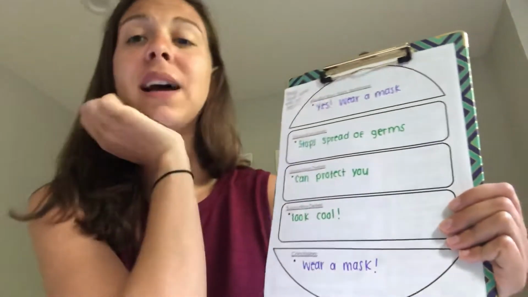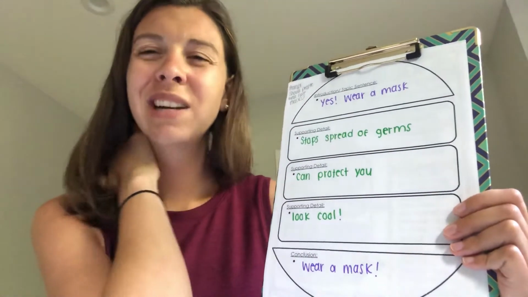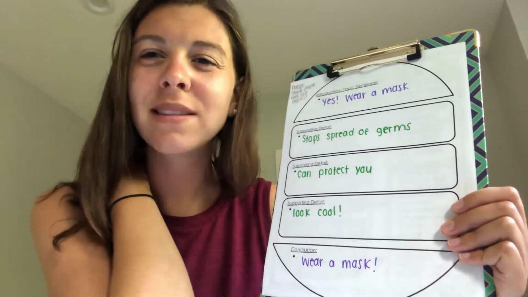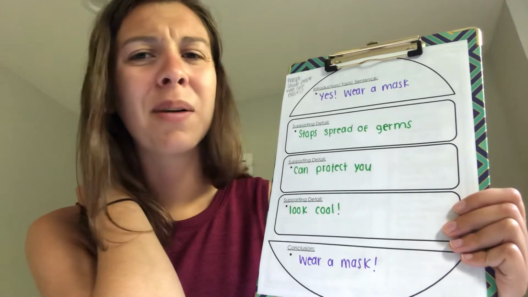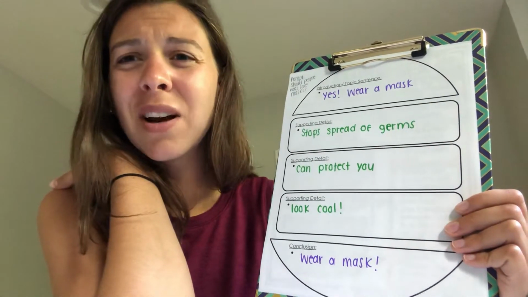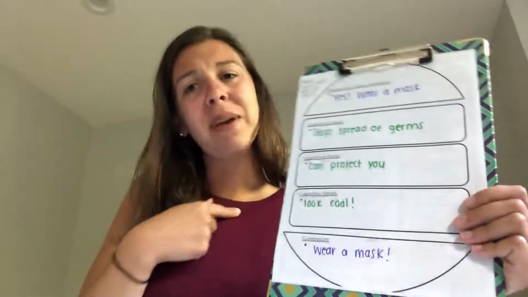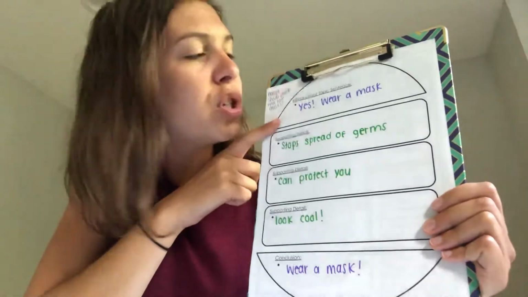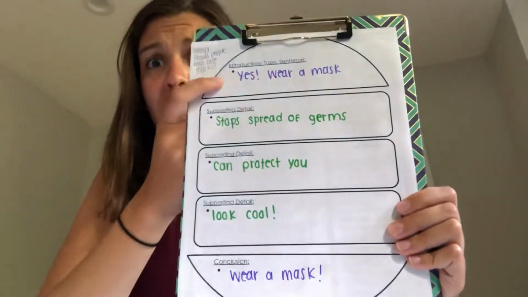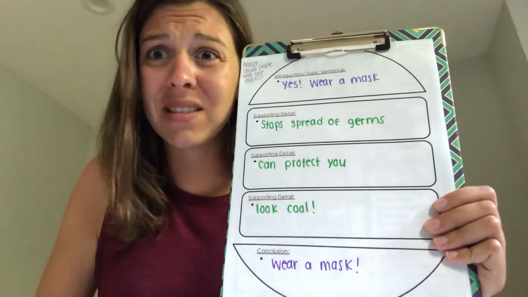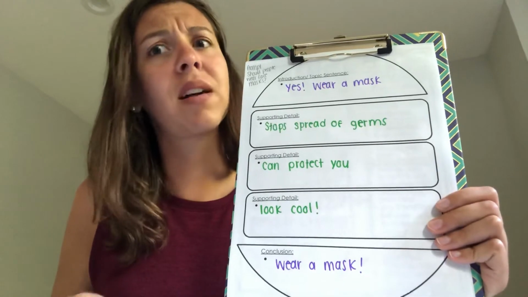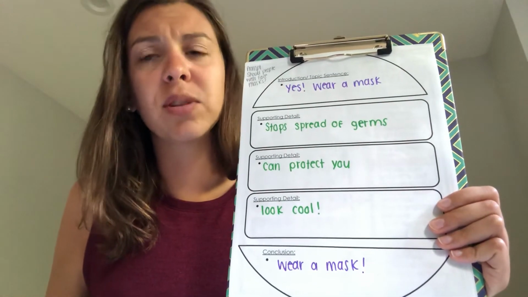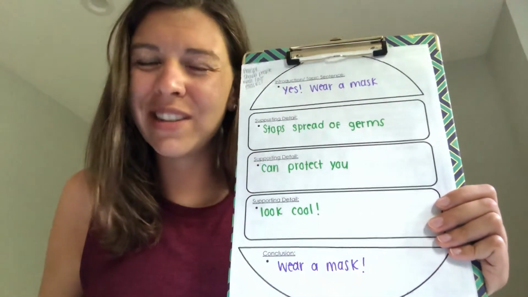So in this prompt, my teacher asked me, hey, should people wear masks? There's this thing called the coronavirus right now, and should people wear masks? What do you think? So my opinion is yes, I think that we should wear a mask. So I put an exclamation point because I want to tell people, yes, wear a mask. And I'm going to make them excited and interested and make them think, maybe I should wear a mask too, or I wonder why she thinks this.